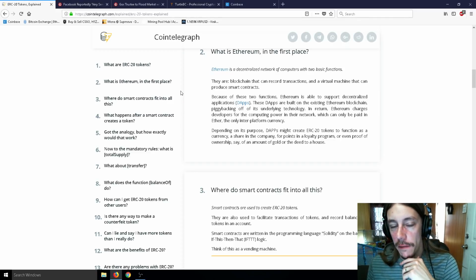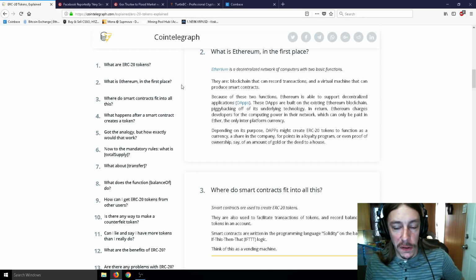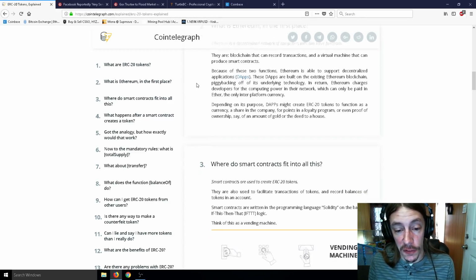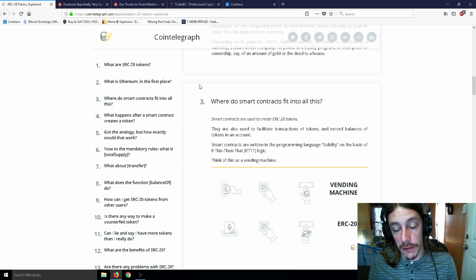only inter-platform currency. So depending on its purpose, dApps might create ERC-20 tokens to function as a currency, a share in the company, points in a loyalty program, or proof of ownership for, say, an amount of gold or a deed to a house. So where do smart contracts fit into all of this?